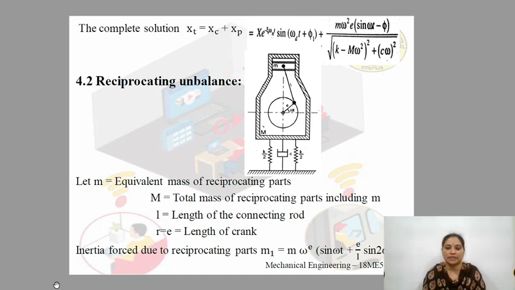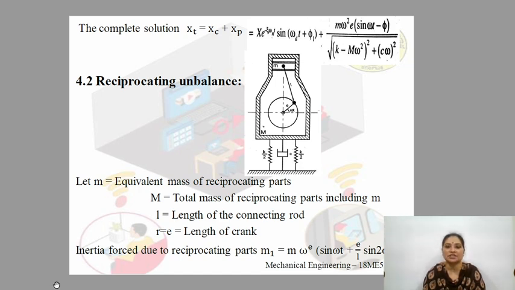Now let us discuss the reciprocating unbalance. The figure below shows the reciprocating unbalance wherein we have the mass m as the equivalent mass of the reciprocating parts, and here capital M represents the total mass including the mass small m. Let L be the length of the connecting rod and R or E is also taken as the length of the crank.